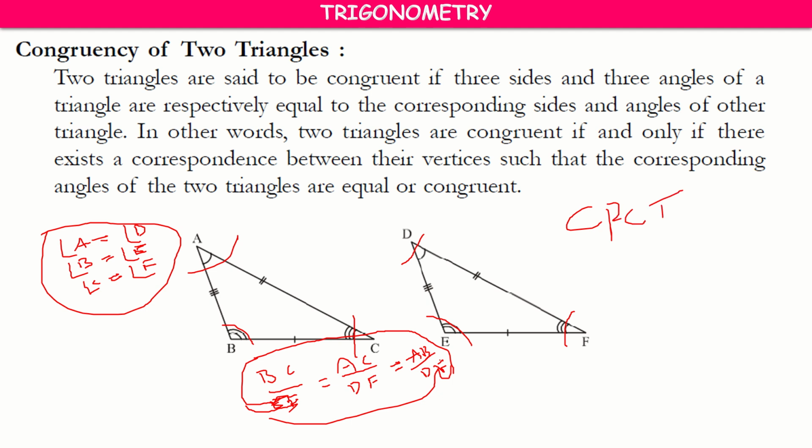What is CPCT? CPCT is nothing but corresponding parts of congruent triangles. What are corresponding parts? Corresponding parts are nothing but corresponding angles and corresponding sides. So the combination of corresponding angles and corresponding sides makes CPCT, corresponding parts of congruent triangles.